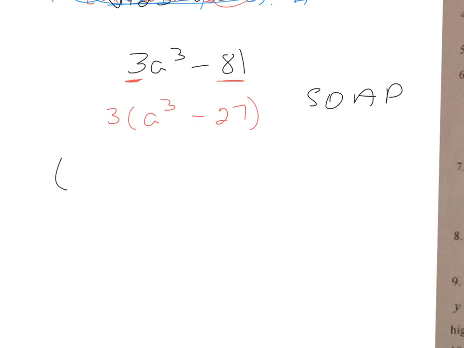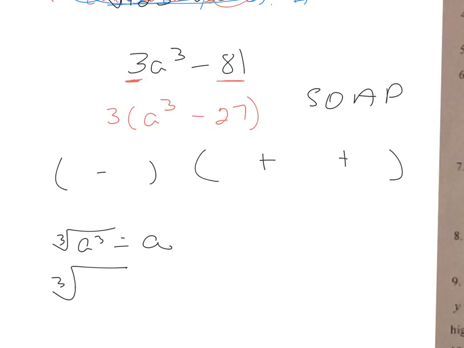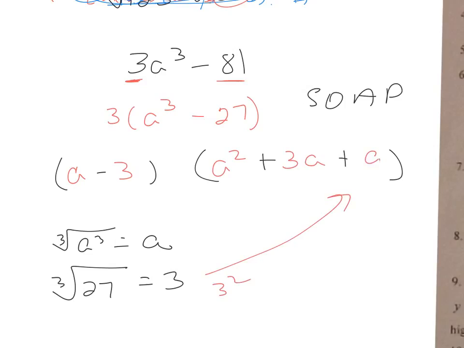So I have 2 parentheses. It's same, opposite, always positive. The cube root of a to the third is a. And the cube root of 27 is equal to 3. So inside my parentheses would be a minus 3, a squared, 3a, and 3 squared, which goes back there, is 9. So that's my final answer.